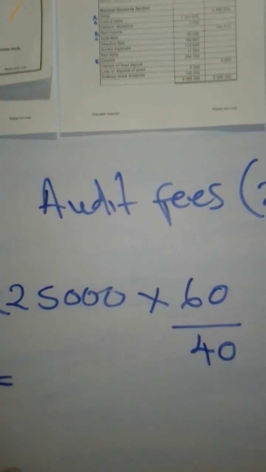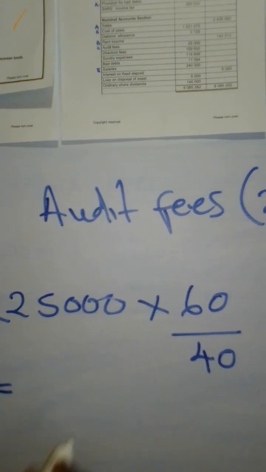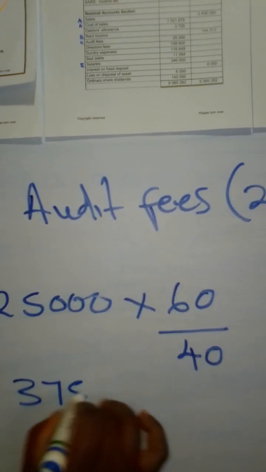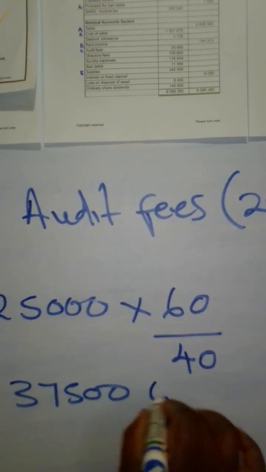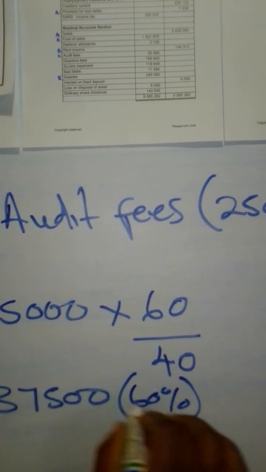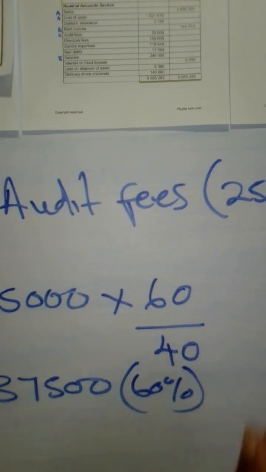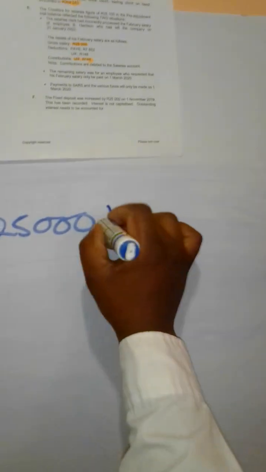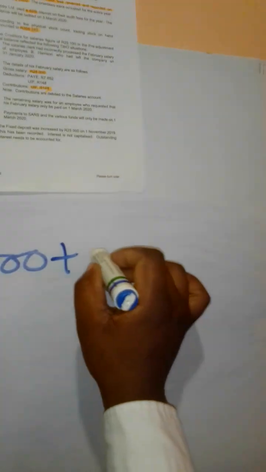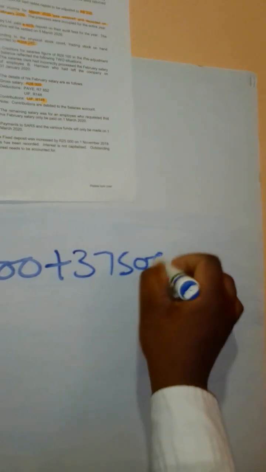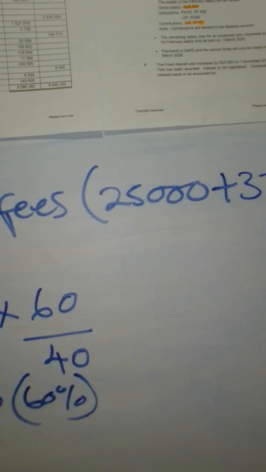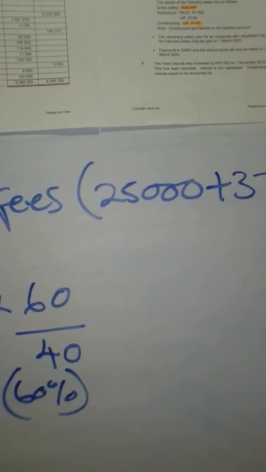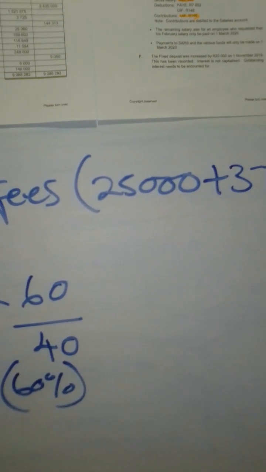By doing this calculation, we get 37,500. This is indicating the 60%. We have this 40%. So now we say 25,000 plus the 60%, which is 37,500. Going again to our calculators, 37,500 plus 25,000 is going to give us a final amount of 62,500.